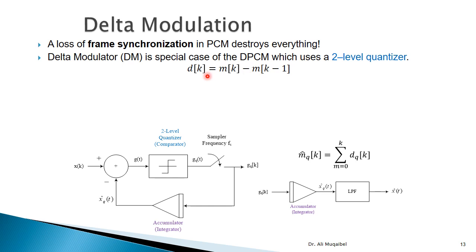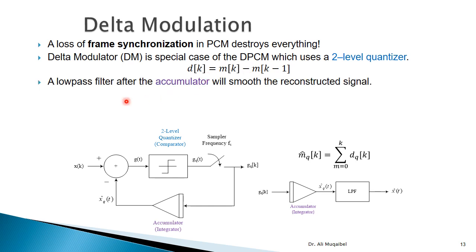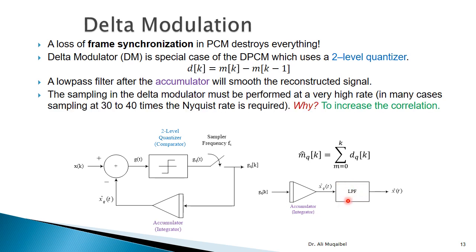The difference now, which used to be the message minus the previous message, is quantized using only 1 bit. At the receiver side, we have a low pass filter after the accumulator, which will smooth out the output, because the output will look like a staircase, and then once we use a low pass filter, it will be smoothed out.